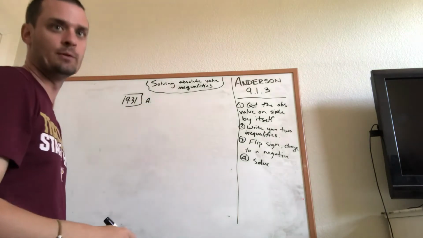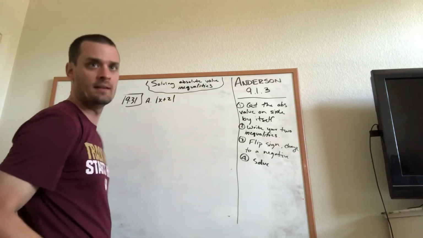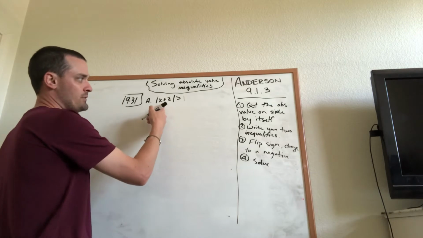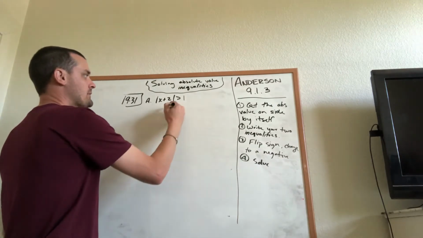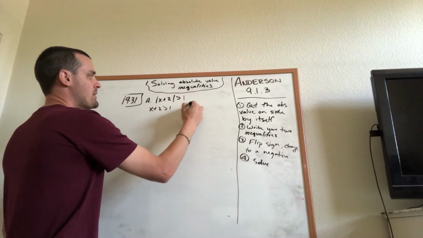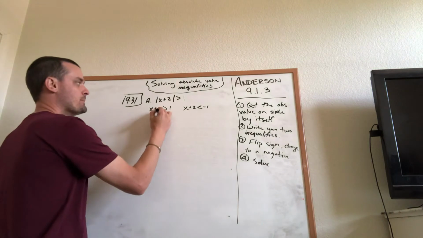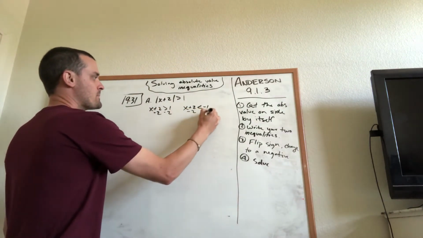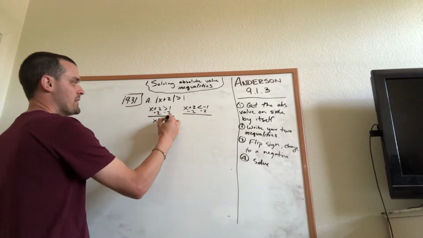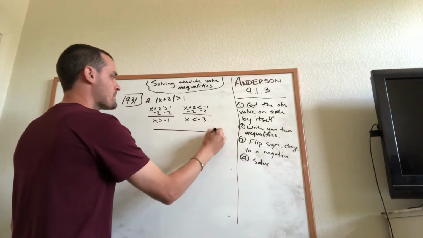A, pretty straightforward. Absolute value of x plus 2 is greater than 1. Absolute value is on the side by itself. So now I'm going to write my two inequalities. X plus 2 is greater than 1, and x plus 2 is now less than negative 1. So I get x is greater than negative 1, x is less than negative 3.